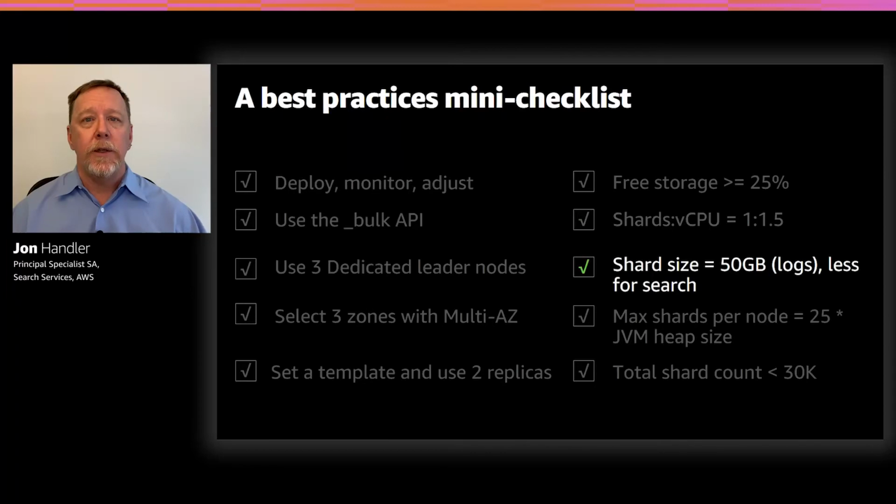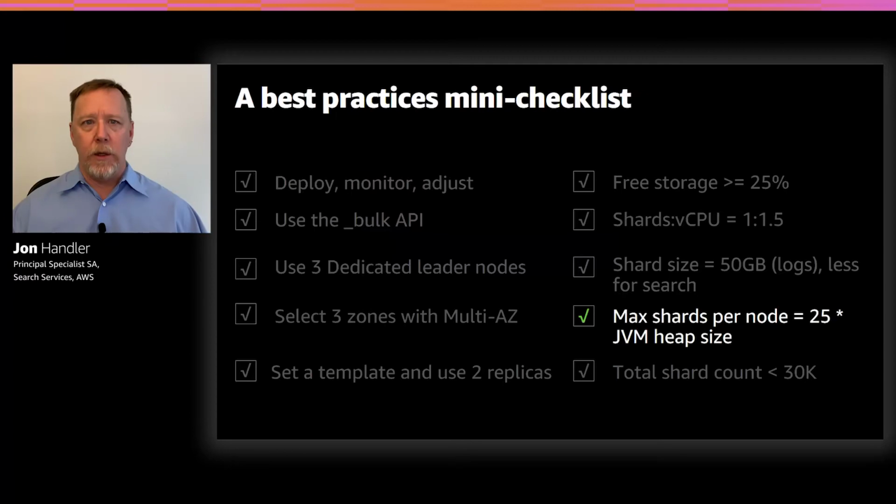For log analytics, you want to set a shard count so that your shard size is approximately 50 gigs. For search, we tend to do more work per shard, and so you want to have smaller shards. We say 30 gigabytes is a rough target for search. Search is much more variable. It's much harder to give a general guideline.